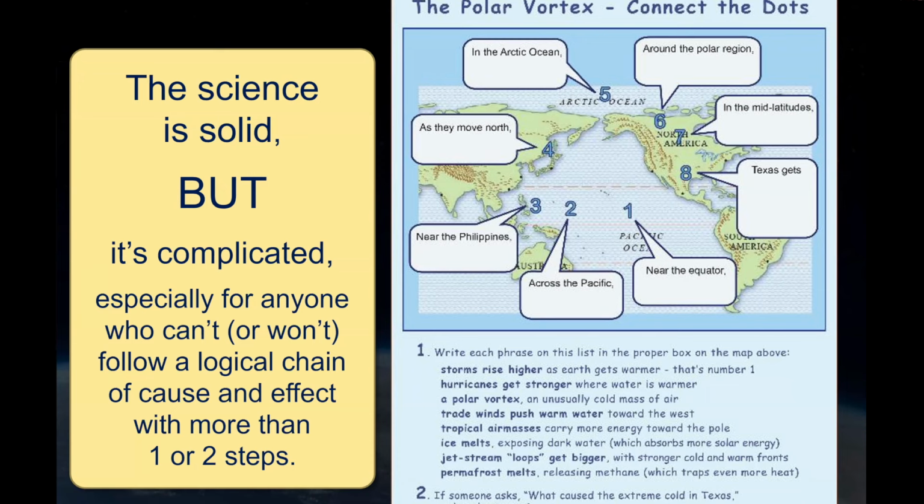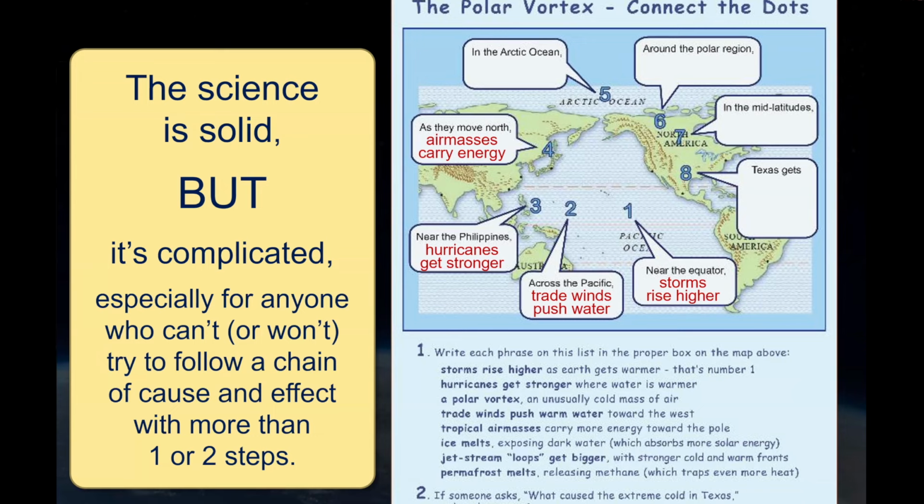We give students a possible teacher worksheet like this where they put these things in order here. But storms are rising higher near the equator. The effect is to make the trade winds stronger, and they push more water over toward the west. That water gets warm, and it makes the hurricane strong over the Philippines.